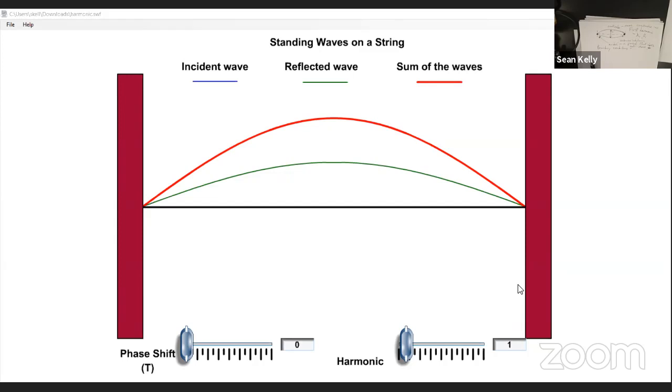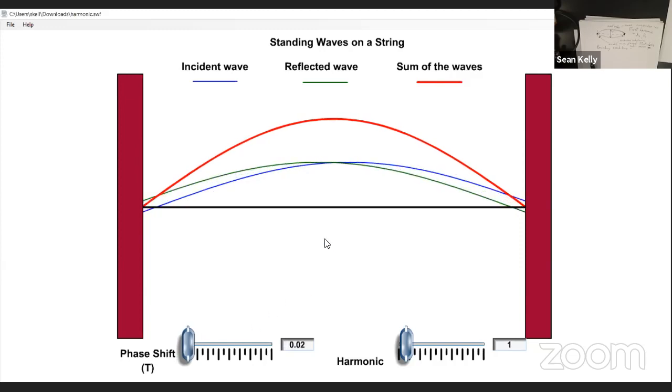Okay. So there's down here harmonic number 1. And then there's this thing called the phase shift. And I put in here to help you understand, this is really time that we're talking about. So there is a blue wave, which I can't see right now. And there's a green wave, which I can see. And that's because I drew the green wave after the blue wave.